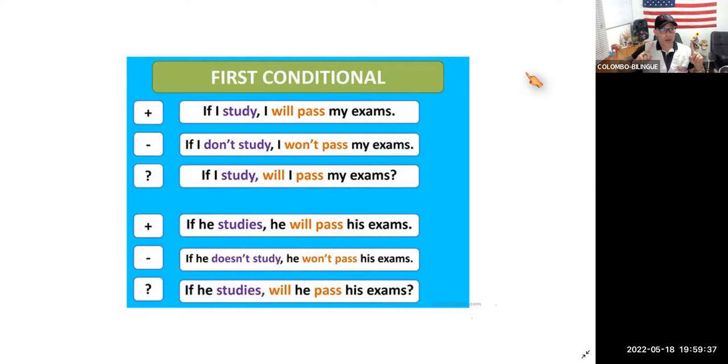For example, I haven't studied. What about if I study? If I study, I will pass my exam. Guys, the structure is: I plan the condition in present. If I study, it's present. The result is in the future. If I study, I will pass the exam.